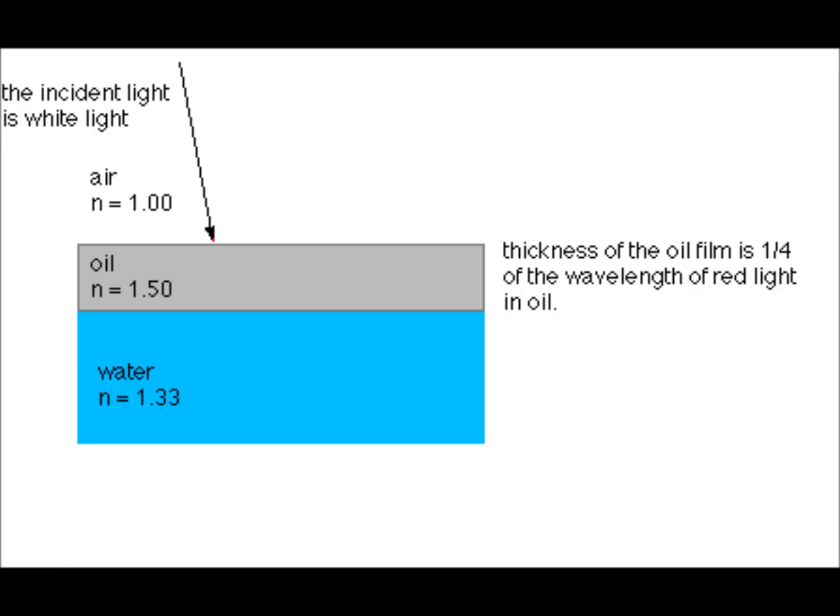Here's a situation which we'll use to assist our meditation on thin film interference. The situation involves white light in air incident on a thin layer of oil, and we're given the index of refraction of the oil as n equals 1.50. And the oil is resting on top of a layer of water, index of refraction 1.33. And we're told that the thickness of the oil film is 1/4 of the wavelength of red light in oil. The task for us is to figure out what we might observe as a result of thin film interference in this situation.